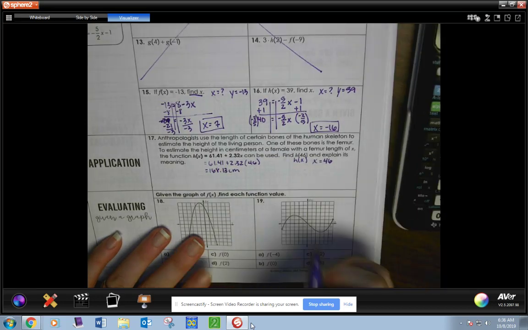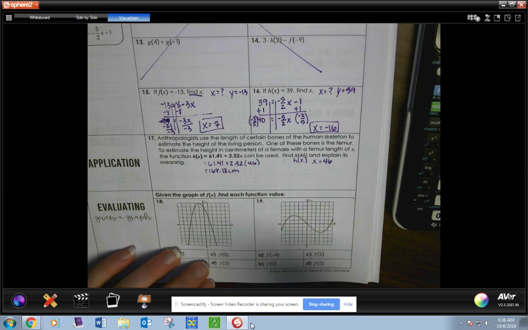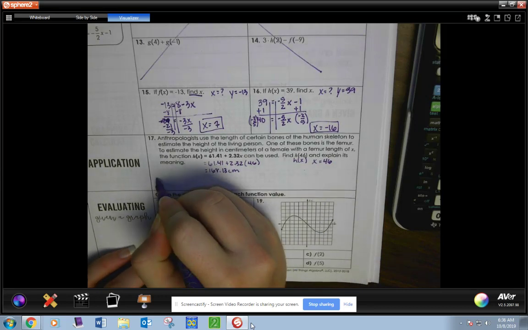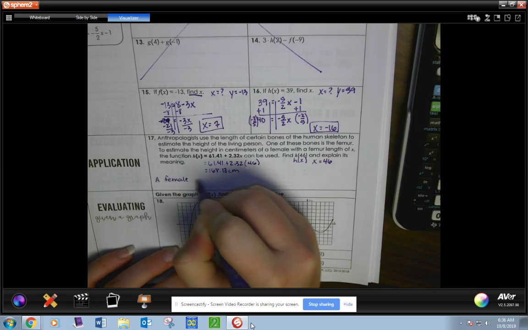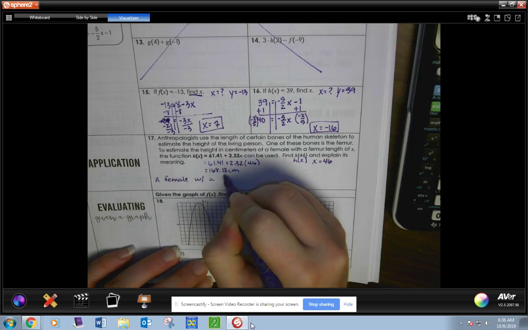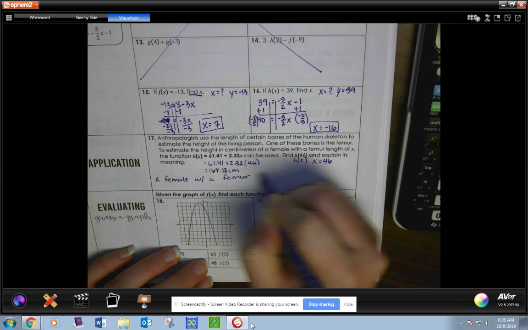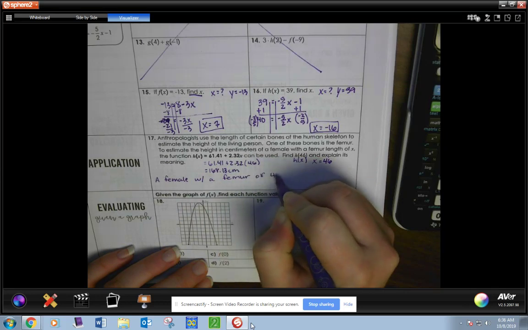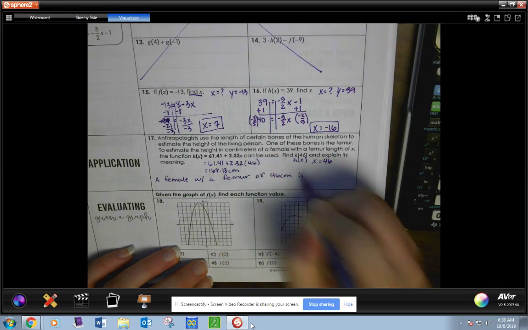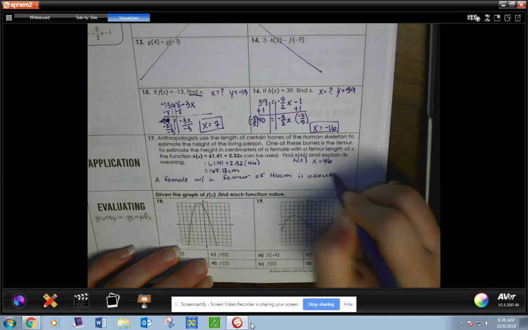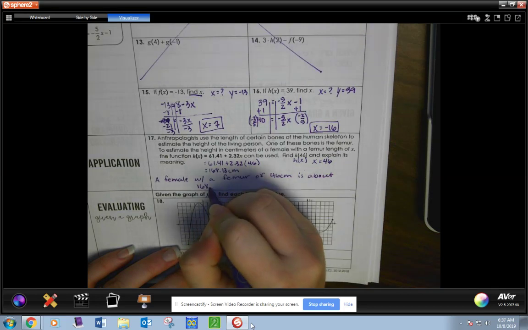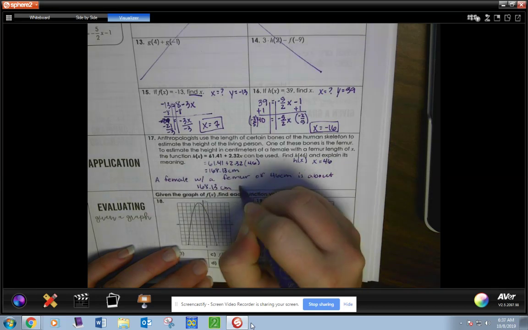Okay, and then it asks for you to explain its meaning. Well, its meaning is that a female with a femur of 46 centimeters is about 168.13 centimeters tall.